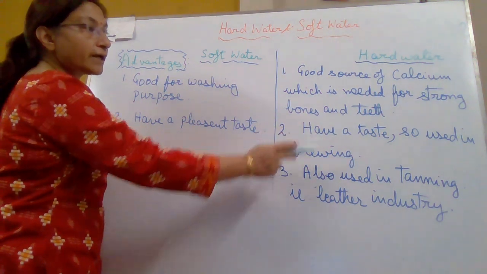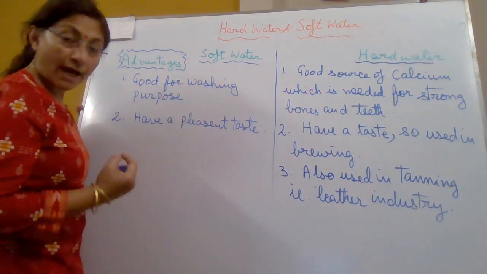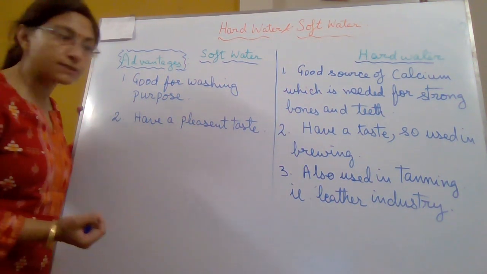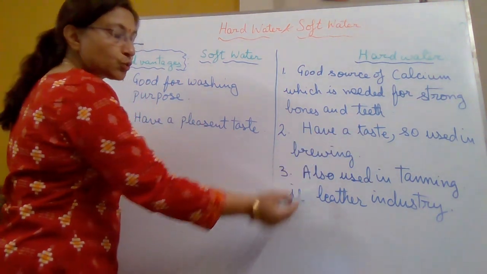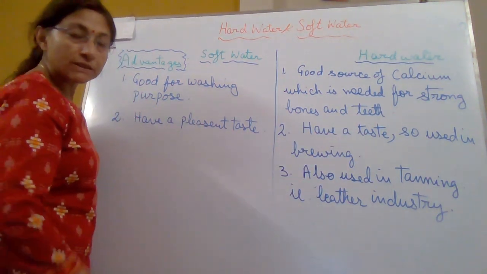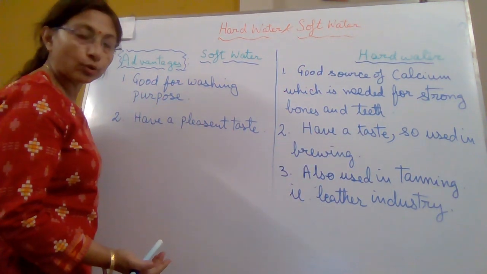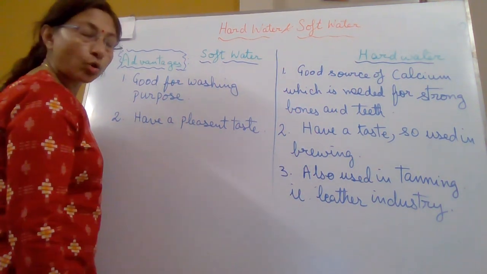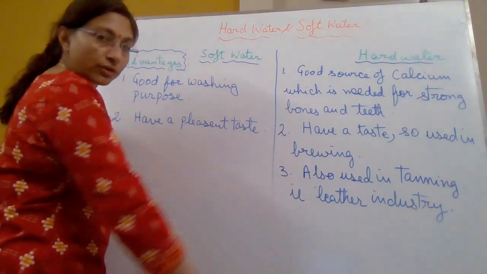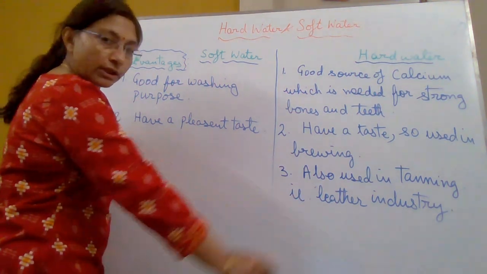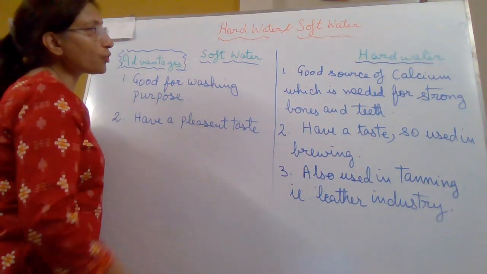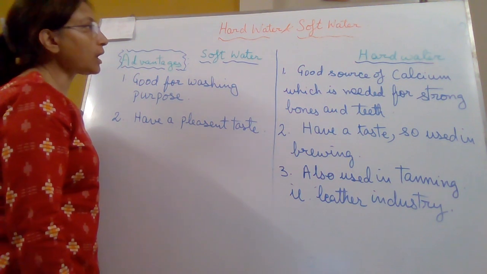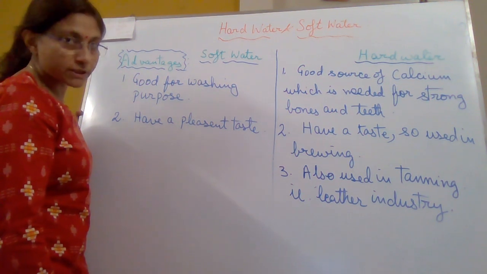The second is it has a kind of saline taste, and therefore it can be used in brewing. Brewing means in the preparation of alcoholic drinks like beer, etc. The third, it can also be used in tanneries, that is the leather industry. So that is for the advantage of hard and soft water. Now the disadvantages.